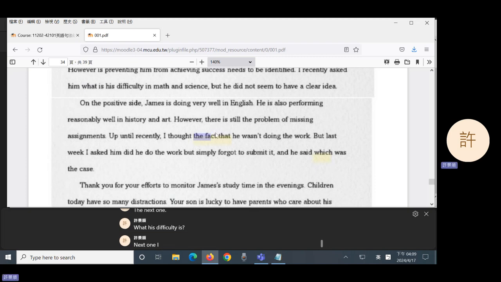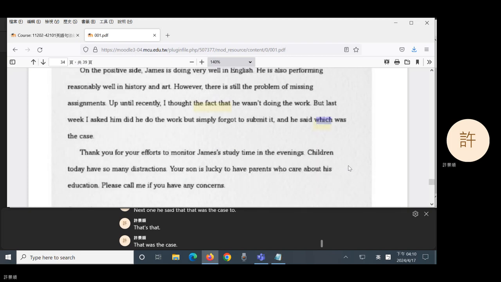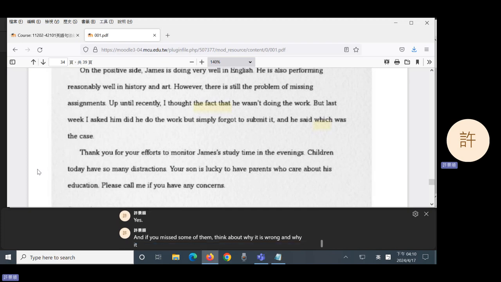Next one: I thought that. Next one: if he did the work. Next one: he said that that was the case. Two "that's": that was the case. How many is that? Is that 9? Yeah, okay, that's it. Great, we got them all. And if you missed some of them, think about why it is wrong and why it should be corrected this way.